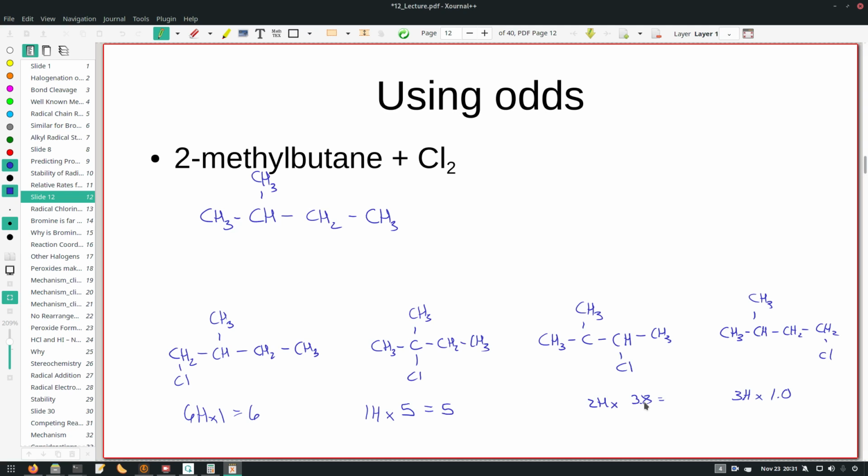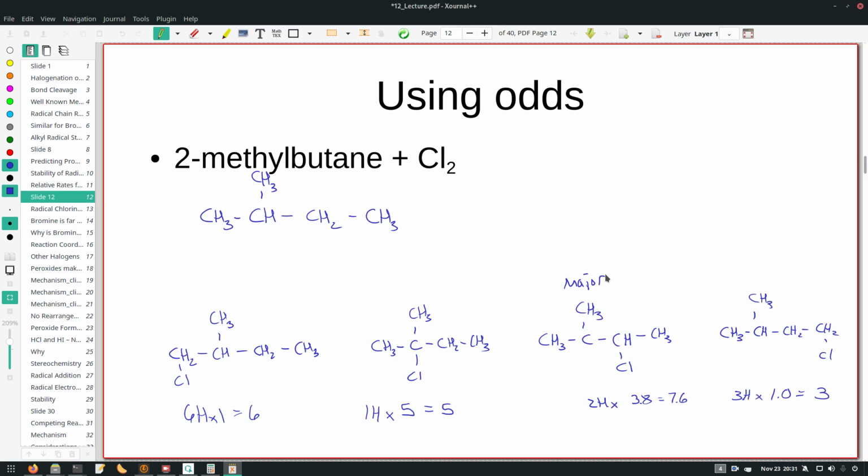This is actually 7.6. And just 3. All right, now technically we could predict the major just from that. The largest of these numbers is the major product. So this one actually is the major.